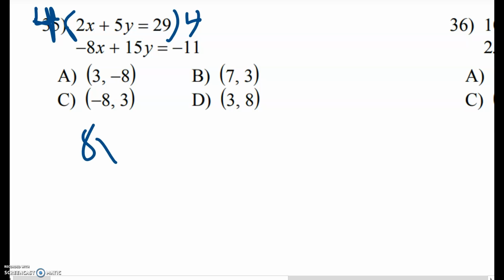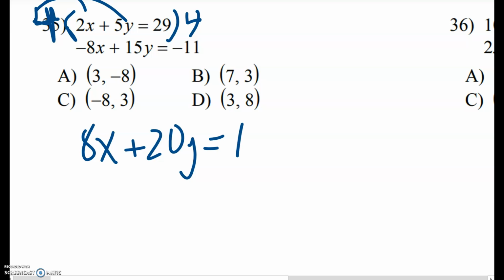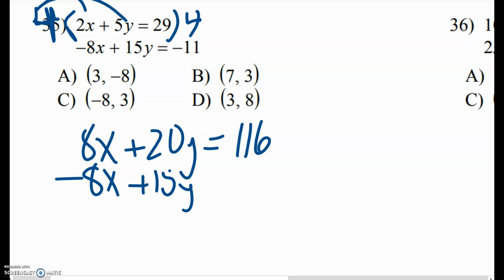So we get 8x plus 20y, right? If we go ahead and distribute that, and then 4 times 29 is 116. Now the bottom's just going to stay the same. So we have -8x, 15y, and -11.